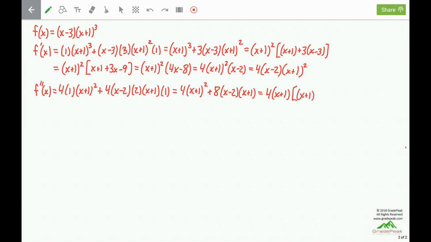So we have a 4. We have an x plus 1. Inside the square brackets, we can distribute the implied 1 to the x plus 1 in the parentheses, which will just be x plus 1. Come out of the parentheses then. And we can distribute the positive 2 into the x minus 2, which will be plus 2x minus 4.